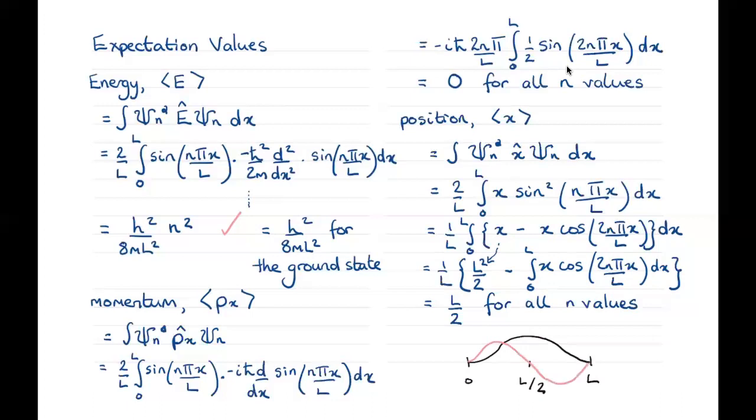So it's perhaps a little bit less intuitive that the expectation value should be L over 2 in this case. But what it means is that the probability of the electron being to the left of L over 2 is exactly equal to the probability of the electron being to the right of L over 2. And so the expectation value is still L over 2 in this case also.